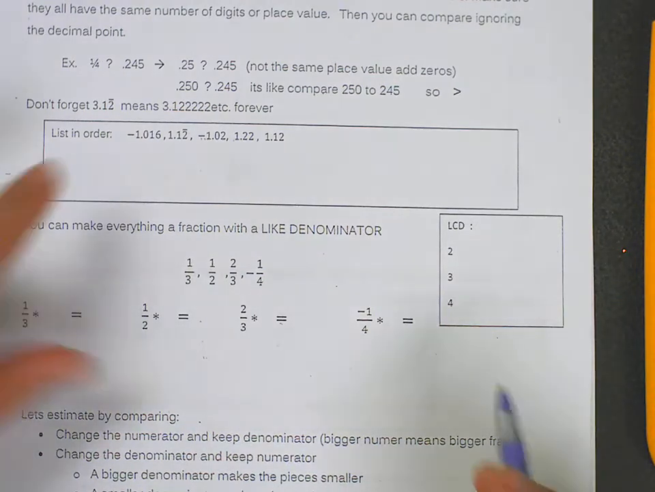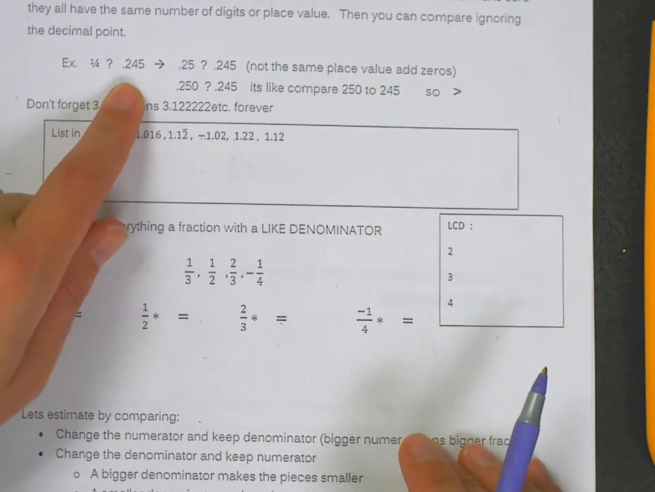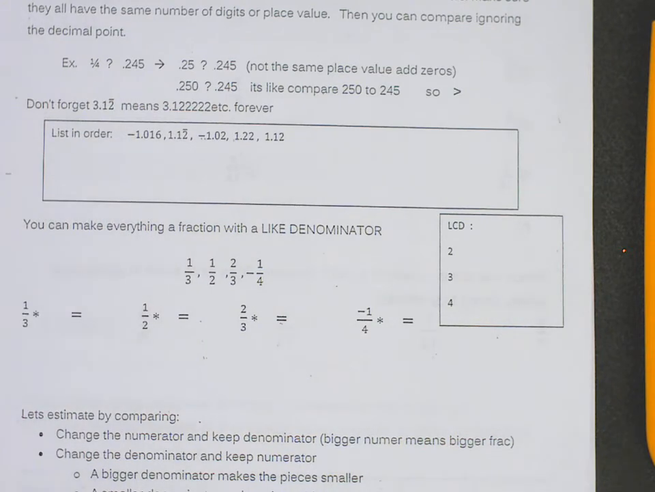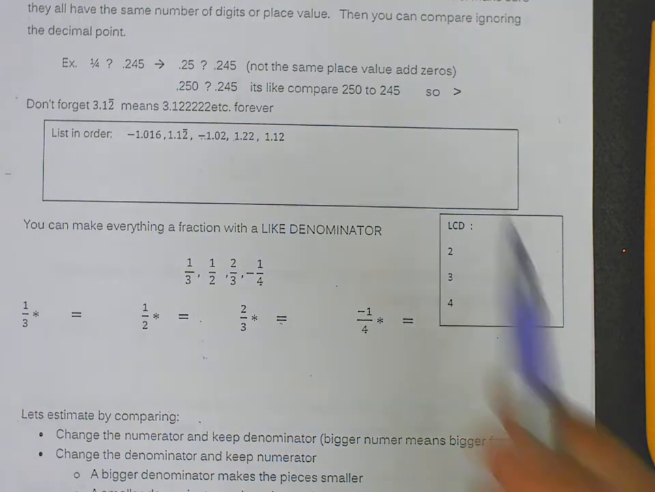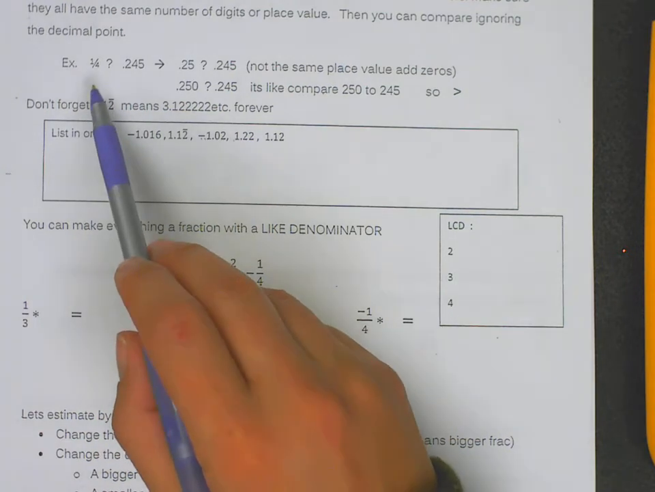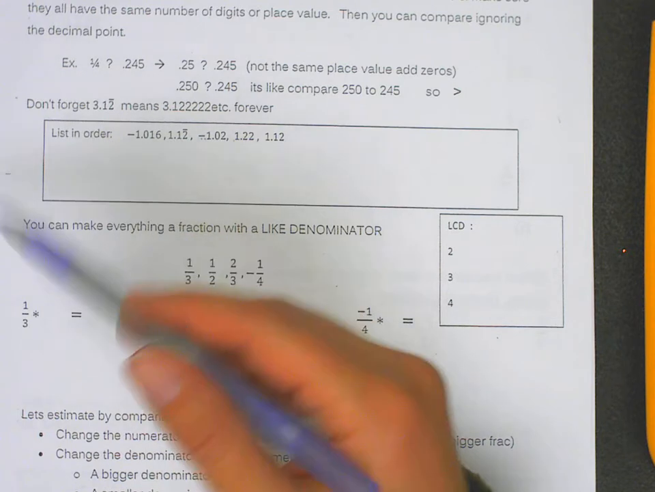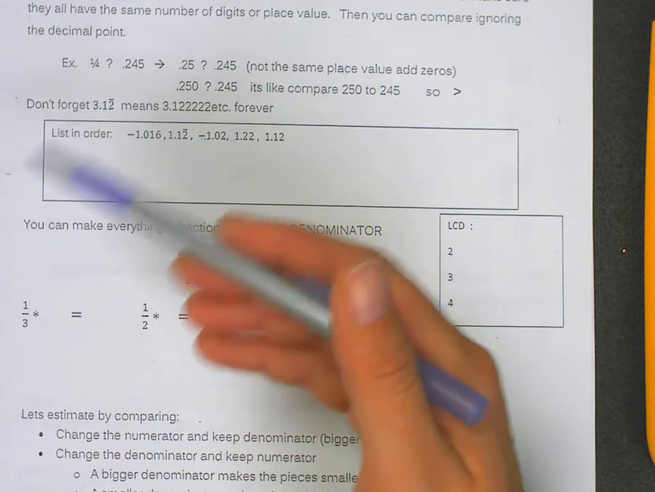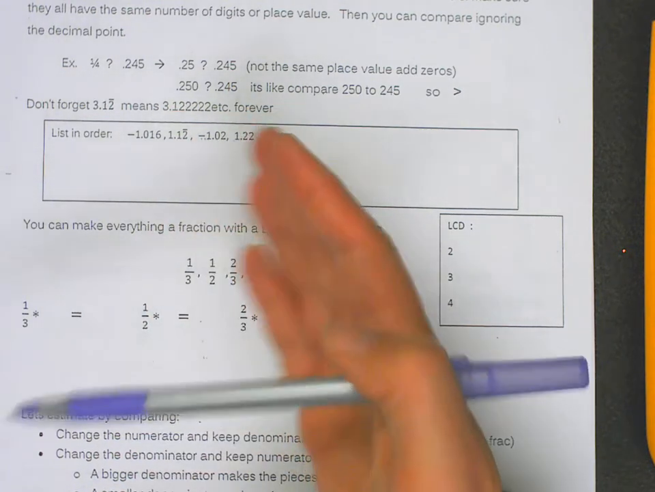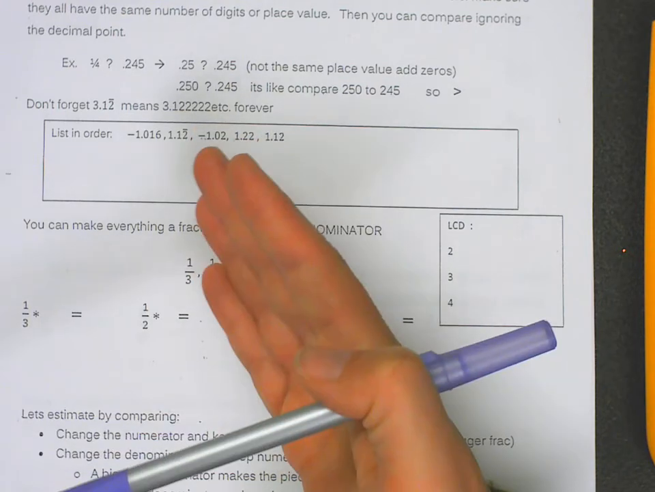So I want to compare 1/4 and 0.245, which is 245 thousandths if I'm going to say it properly instead of street-like 0.245. In any event, I can't compare apples and oranges. It's much easier to compare one apple to another apple and an orange to an orange. So I need to make them look similar before I compare them.